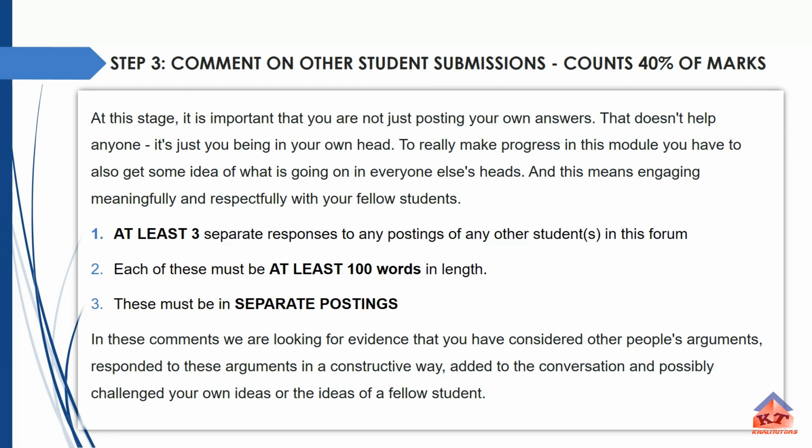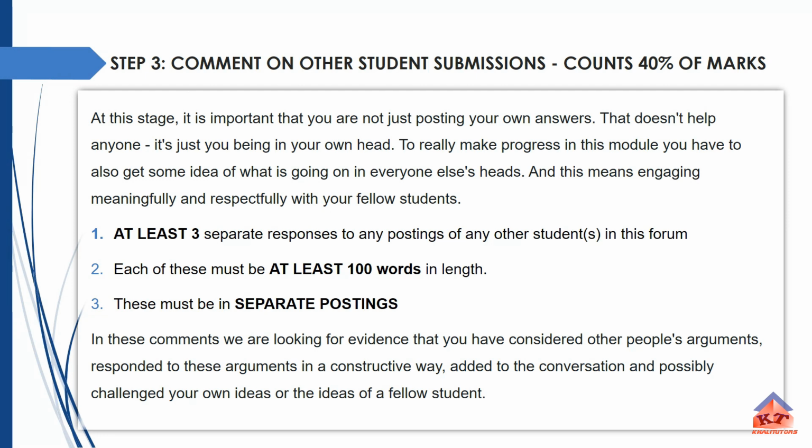Each of these must be at least 100 words in length. When we say at least, we are giving you a minimum. So basically, here they say a minimum of 100 words must be used. This simply means you need to use more than 100, okay. 101 is acceptable, 200 is acceptable, 300 is acceptable, but if you write 99 words, that is not acceptable, okay. 99 or less is not acceptable.